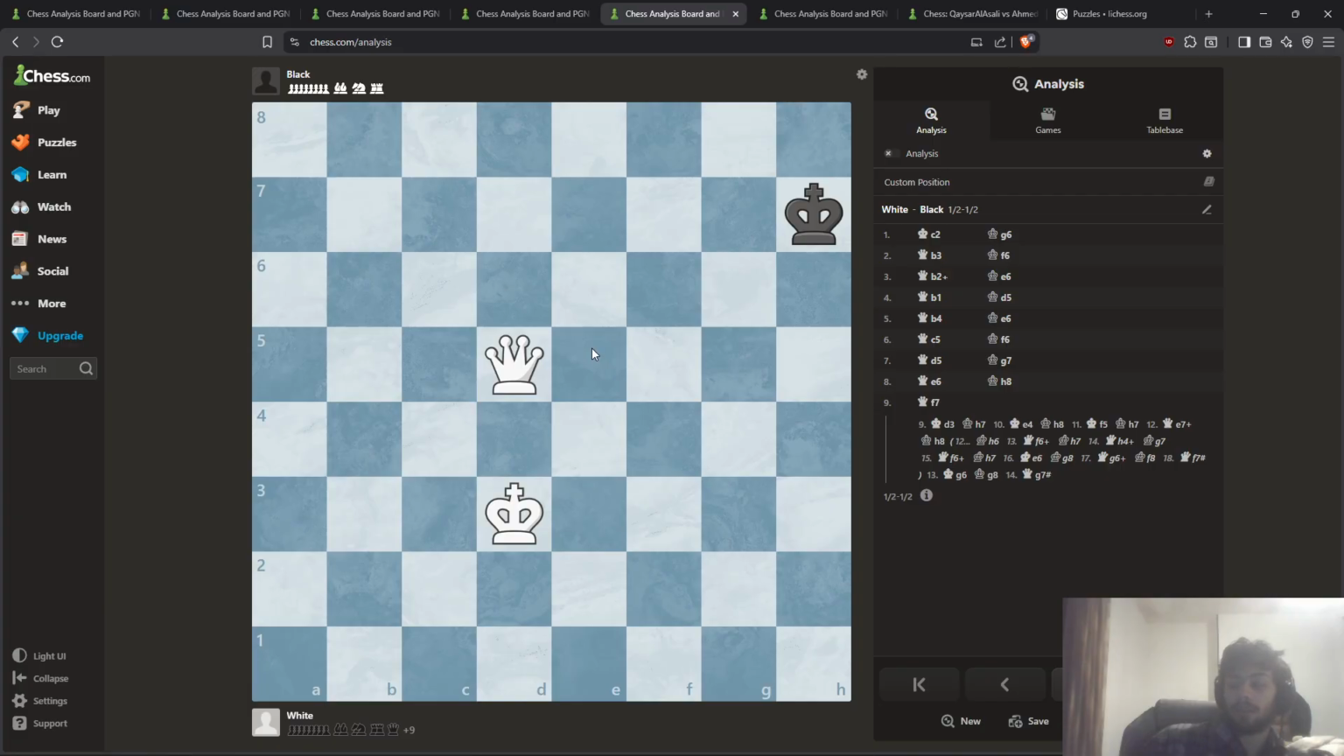And that's probably what you should know. There's something called the 50 move rule, but you shouldn't worry about that at all. It doesn't matter.